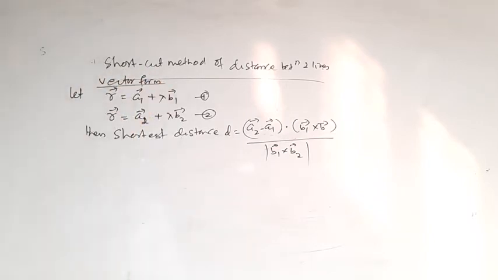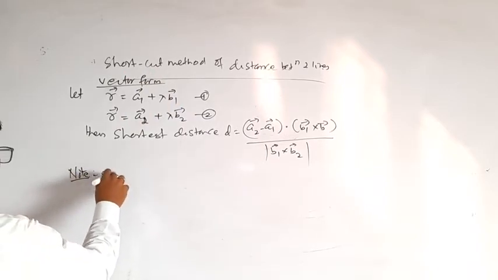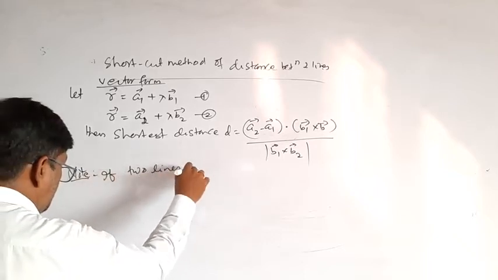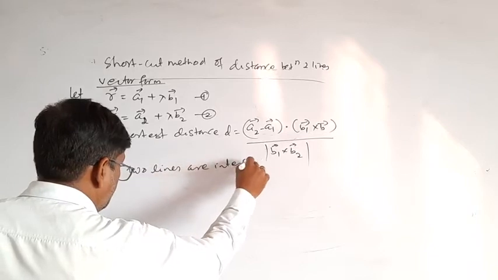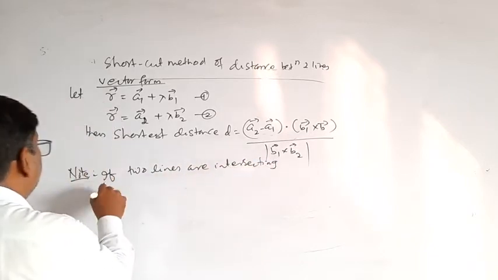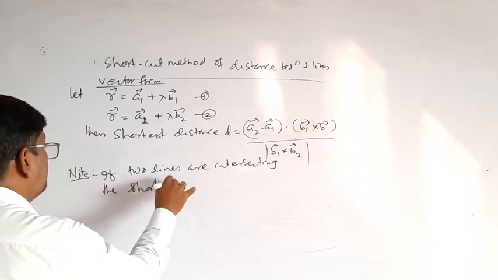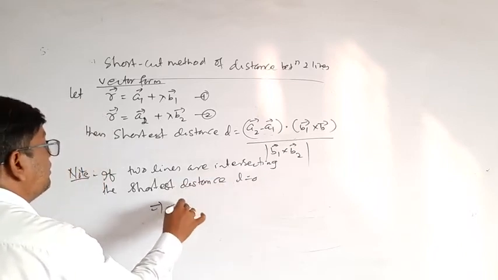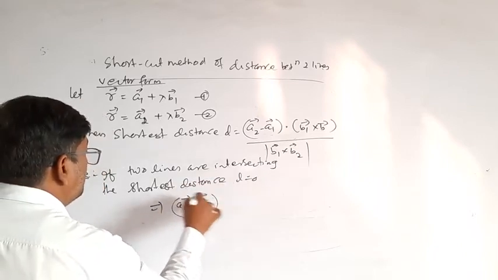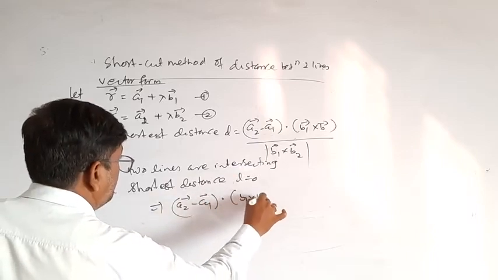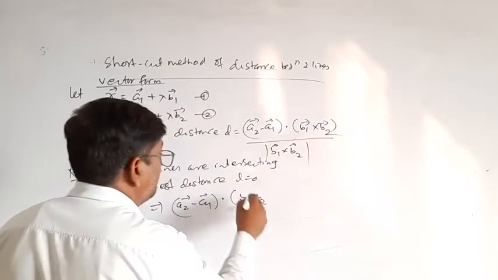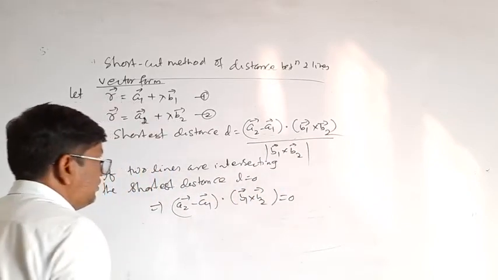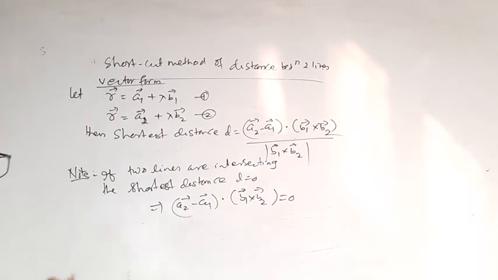Note 1: if two lines are intersecting, then the shortest distance D is equal to 0. That implies (A2 − A1) dot (B1 cross B2) is equal to 0. This is the condition for intersection of two lines.